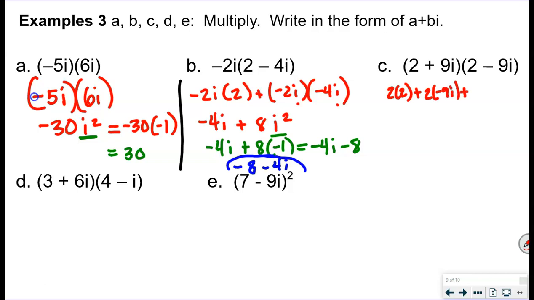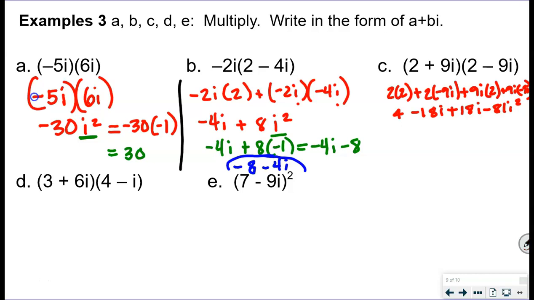And then I'm going to do the inside, 9i times 2. And then I'm going to multiply the last times the last. So that's going to be plus 9i times a negative 9i. Sorry, that's not very legible, y'all, but we'll deal with it. So 2 times 2 is 4. Then we've got minus 18i plus 18i. And 9i times negative 9i is going to be minus 81i squared. Remember, we got i times i, so that's our i squared, okay?